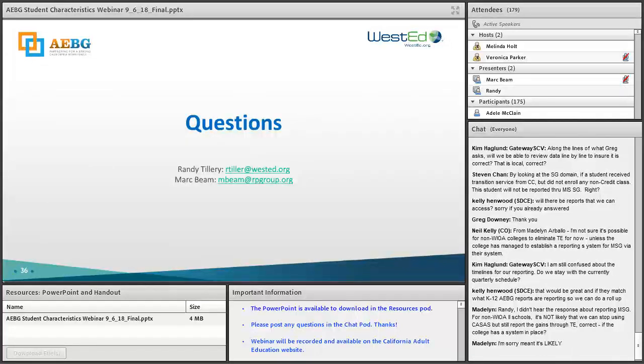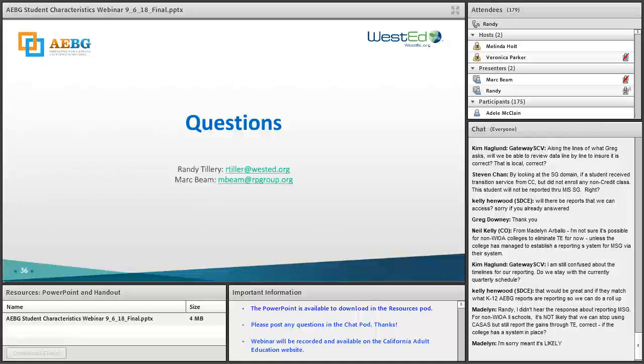Skills for non-WIOA schools. It's not likely we can stop using CASAS and still report the gains through TE if the college has a system in place. So Madeline, you're asking about reporting a measurable skill. So we will still, if I answer this the right way.